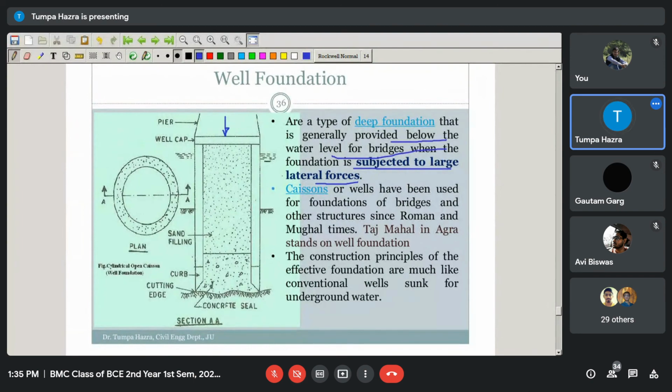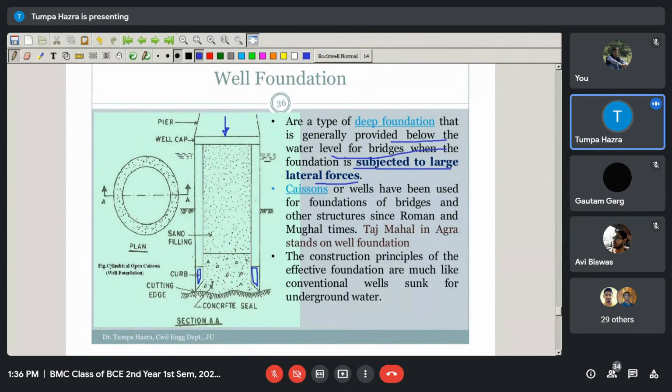And here you can see that, whenever you provide the load, the well foundation consists of the cutting edge. Okay, well foundations are constructed with a cutting edge, made up of steel or some metal. Whenever you provide load, it will first cut the soil, and whenever it reaches the desired level, it will settle at the desired level.